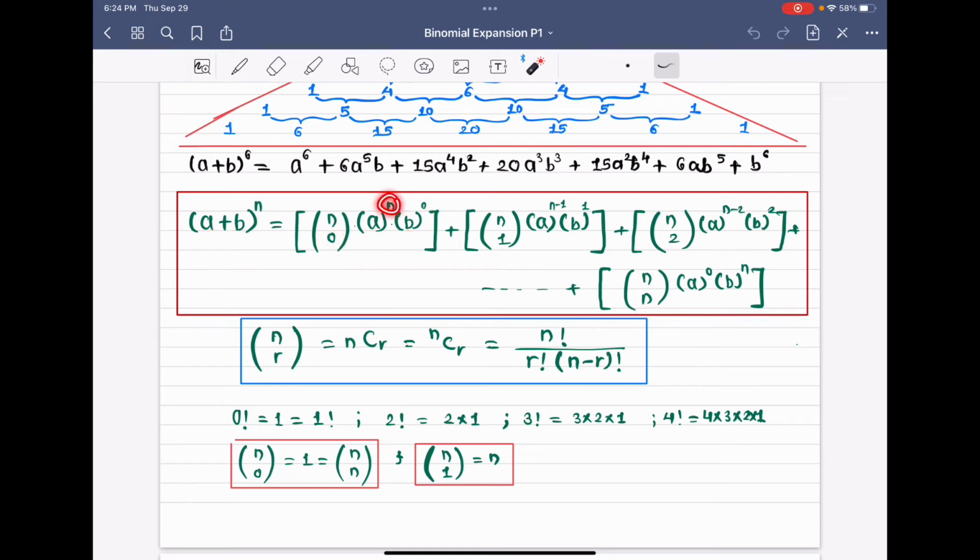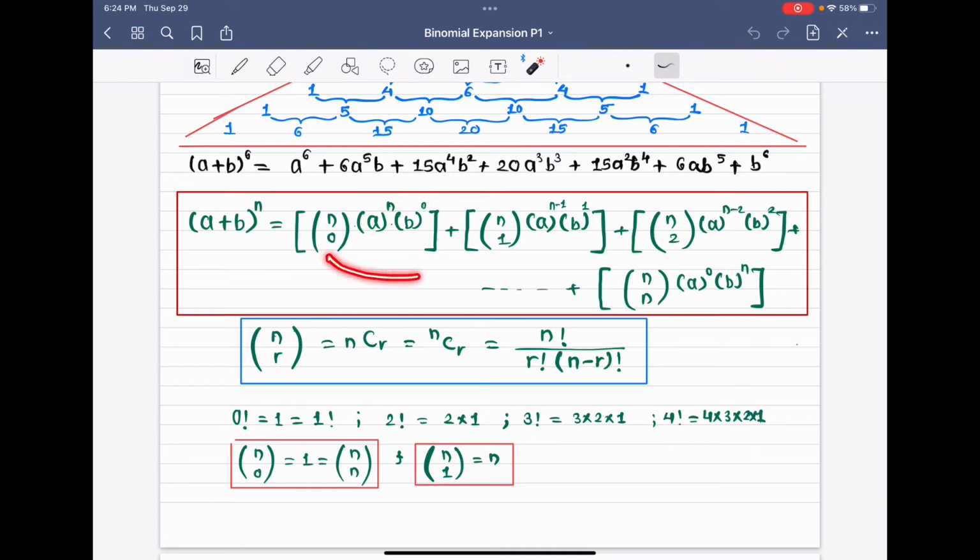Or A power and B power add up to the total power, that is n. So n plus 0 is n. Then now nC0 becomes nC1. This is your first term. Write in a bracket. Also B can be negative, so that is why I'm suggesting that write A and B in a separate bracket and write the power outside of the bracket.